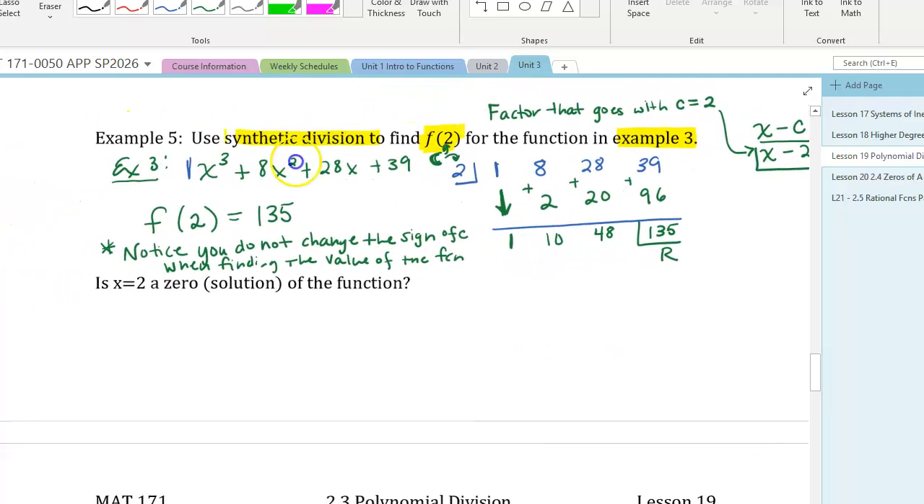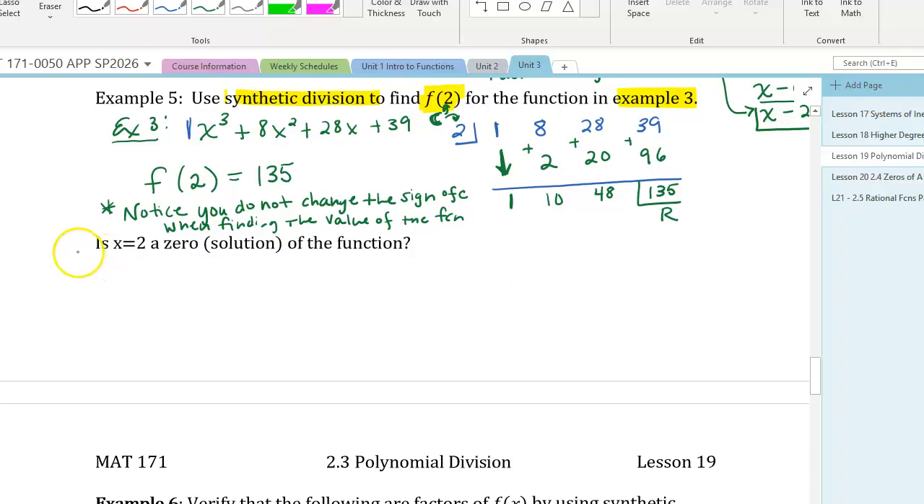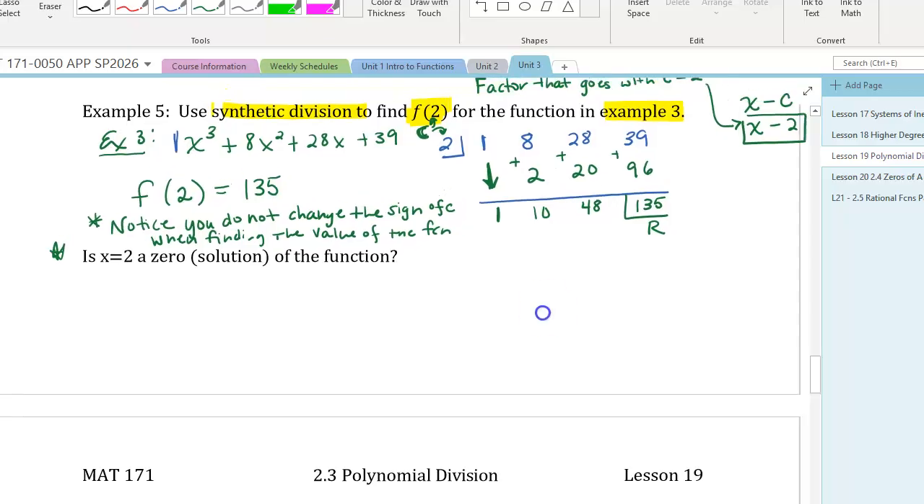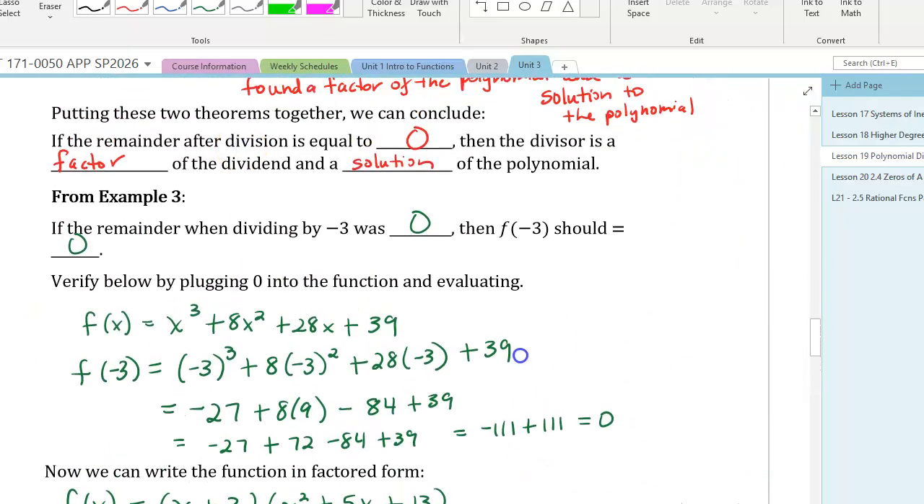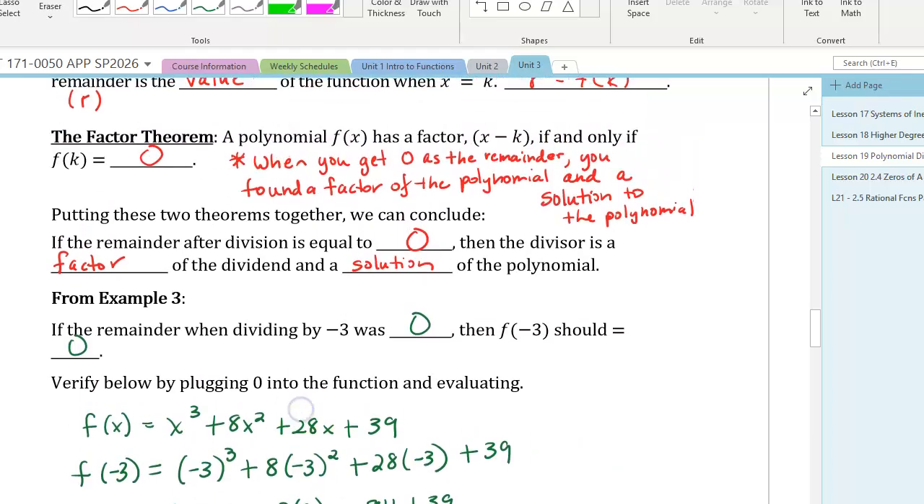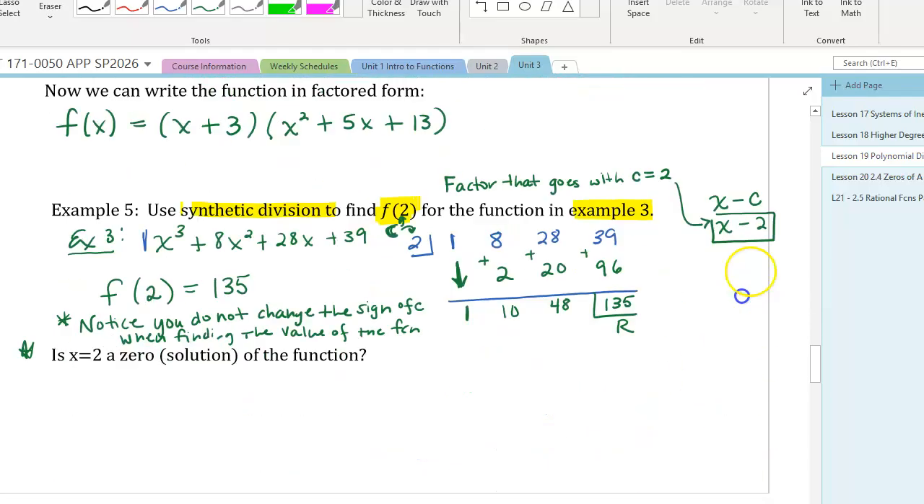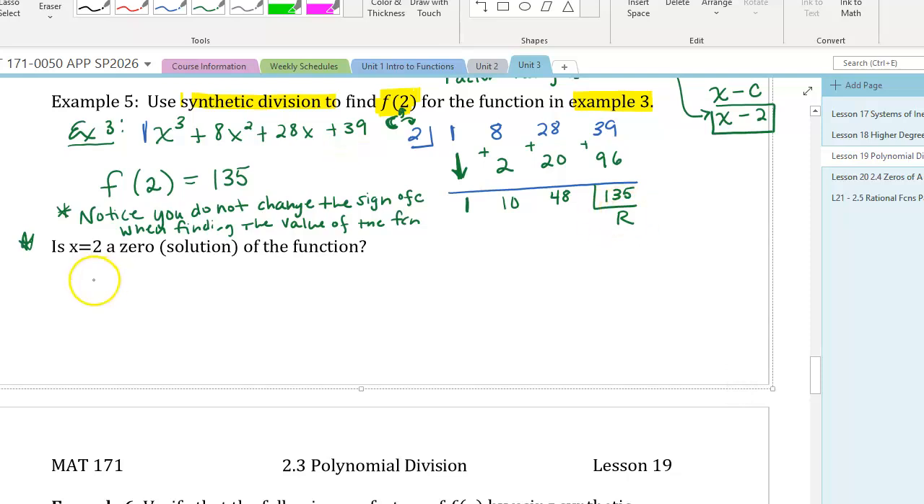One last thing before I end this video is we're asked then an important question. Is x equal to 2 a 0, or another name for that, a solution of this function? And remember, by the factor theorem, we would have to get 0 for the remainder for it to be a 0 of the function. And since we did not get 0, this is not a solution. So the answer would be no. x equals 2 is not a 0 of the function.